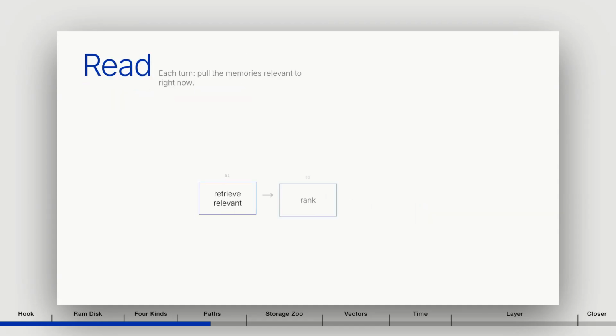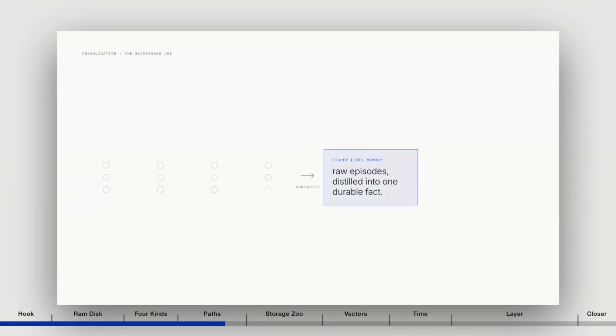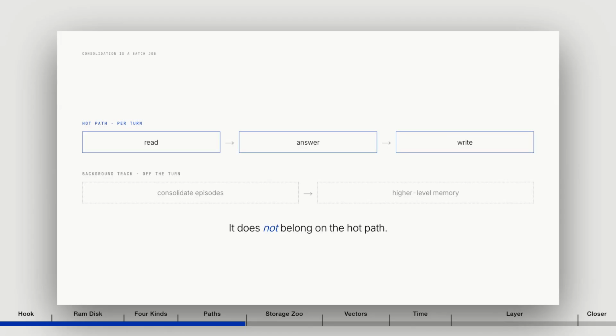Read path. Each turn, retrieve the memories relevant to right now. Rank them. Inject the top handful into the window. And this runs on the critical path of every single turn, which makes its latency your latency. Consolidation. The background job that turns raw episodes into higher-level memories. The Generative Agents paper, Stanford Smallville, called these reflections. The agent reviews recent events and writes a synthesized observation. The user consistently prefers terse answers. Consolidation is a batch job. It does not belong on the hot path.